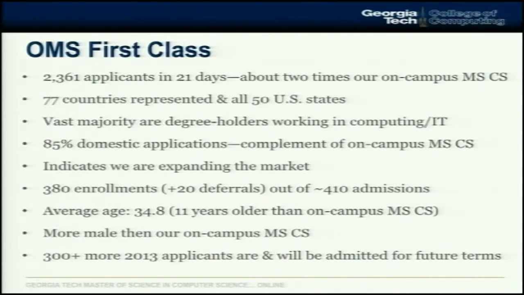The vast majority of the applicants were degree holders who were already working in computer science and IT-related fields. And 85% of those applicants were US citizens or permanent residents. To put that in some perspective, for our on-campus Master's of Science in Computer Science, 85% of the applicants are foreign nationals, the vast majority of whom, by the way, are from India, followed a very distant second by China and a few other places around the world. Now, of those 85% of people who are in the United States, as I said, the vast majority of them were already working. They're about 11 years older than our on-campus MSCS applicant counterparts.